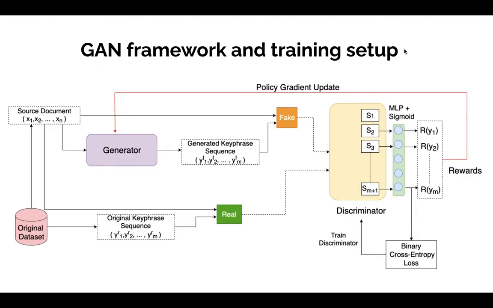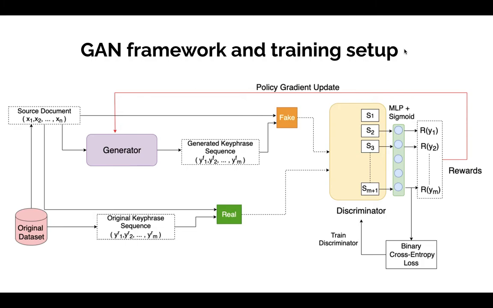This is the full framework and training setup which facilitates generative adversarial learning. First, we generate a key phrase sequence which is then passed on to the discriminator. During the discriminator training process, the output from the generator is treated as a fake key phrase sequence, while the key phrase sequence from the dataset is treated as a real one. We calculate the binary cross entropy loss and train the discriminator by backpropagating and minimizing this loss.